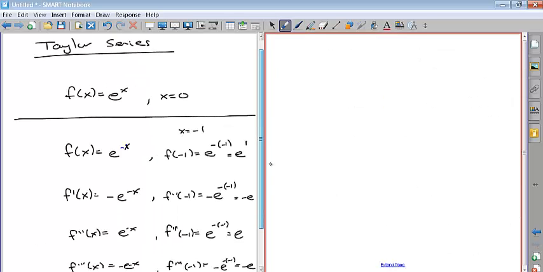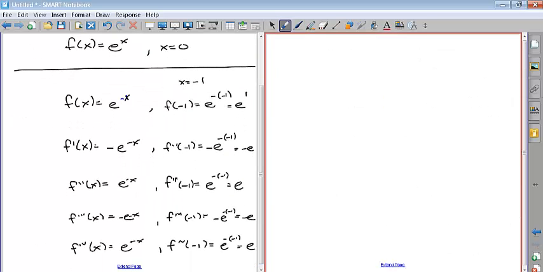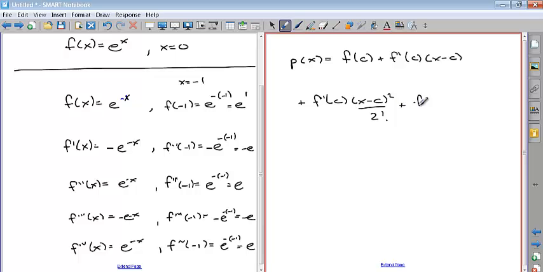So what you do is you evaluate the function at the center point, and then the polynomial that approximates it is f of c plus f prime. So this is the Taylor series. Instead of f of 0, you do f of c: f prime of c times x minus c, plus f double prime of c times x minus c squared over 2 factorial, plus f triple prime of c times x minus c cubed over 3 factorial.